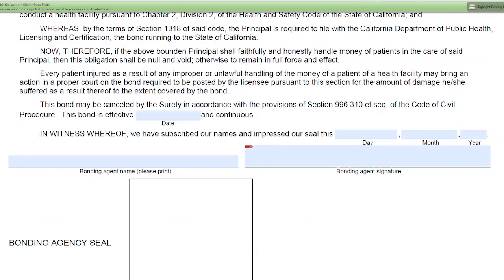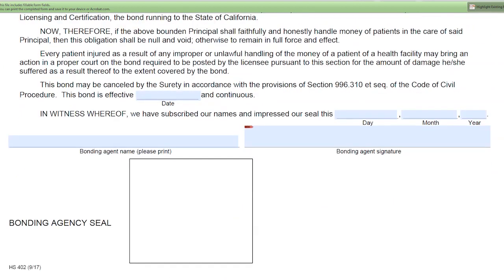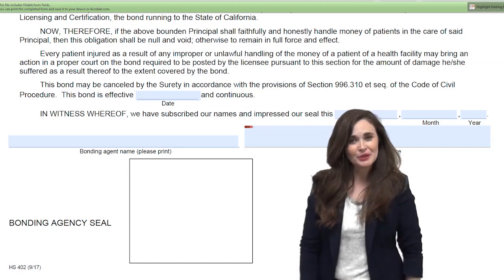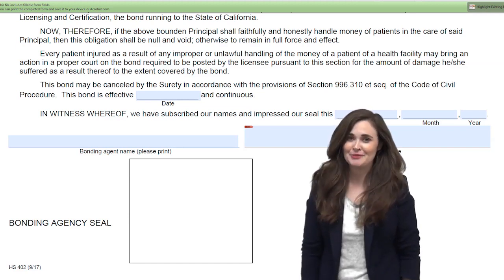The effective date of the bond. Day, month, year that the bonding agency subscribed their names and impressed their embossed seal. Print the bonding agency name and sign the form with an original wet signature. Bonding agency's embossed seal in the space provided. Tip time: please submit the original form with the embossed seal on all documents.